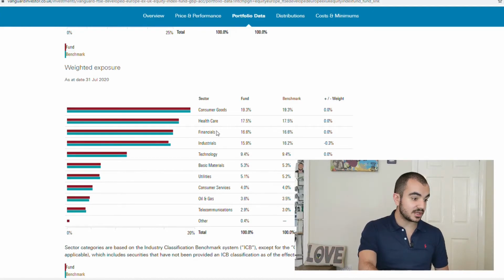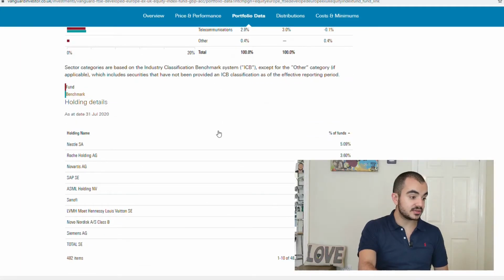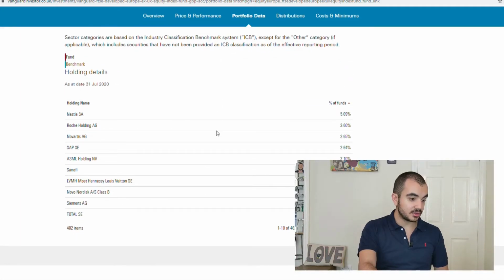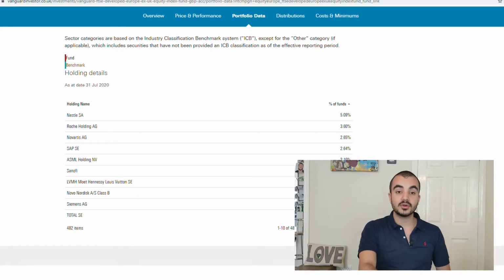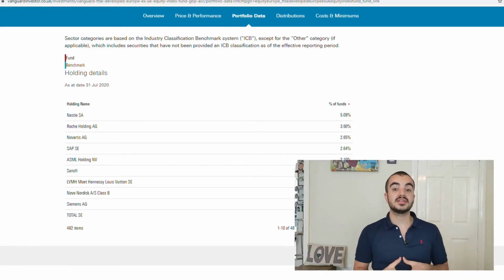They're quite evenly spread. So if we scroll down, it actually breaks down the list of companies that are invested. I think it's showing us a top 10 for now, but we can scroll down further if we want to look at all the 482 companies it's invested in. But you can see 5% is invested in Nestle, 3% in Roche, SAP 2.64, etc. So if you're quite keen on investing in a specific company, be sure to find funds that are quite heavily invested in that company as well.